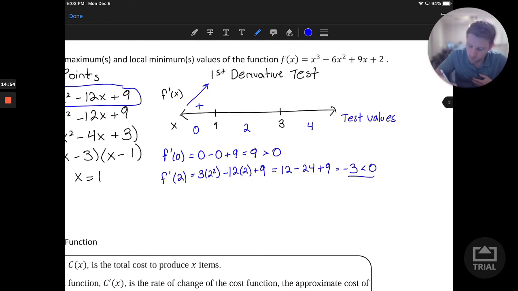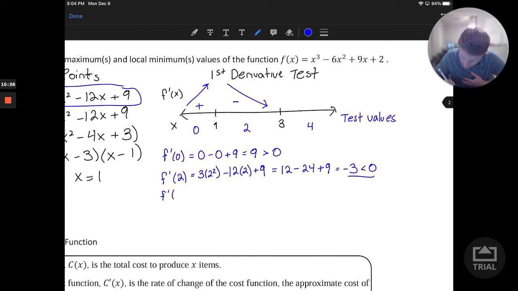And so we would say that we're going to have a decreasing slope here. The function will be decreasing and have a slope that is negative over that middle interval. We could assume maybe that this next one's going to be positive, but let's just go ahead and check it out.